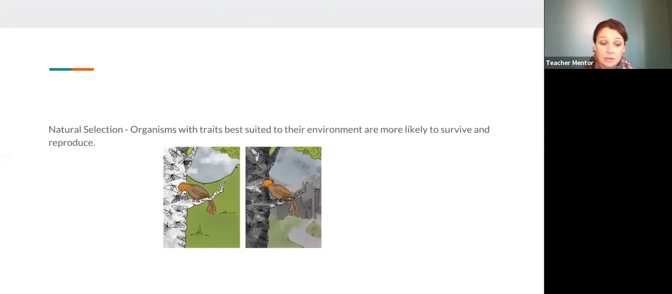Natural selection. Here we have organisms with the best traits suited to their environment are going to be more likely to survive and reproduce. Again, talking about that example of London in the Industrial Revolution. Organisms with the best traits are going to reproduce, passing on those favorable traits.